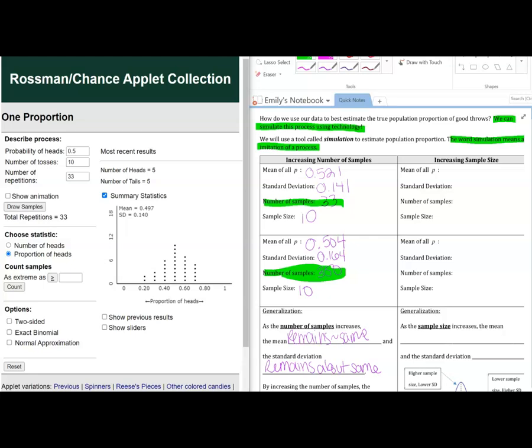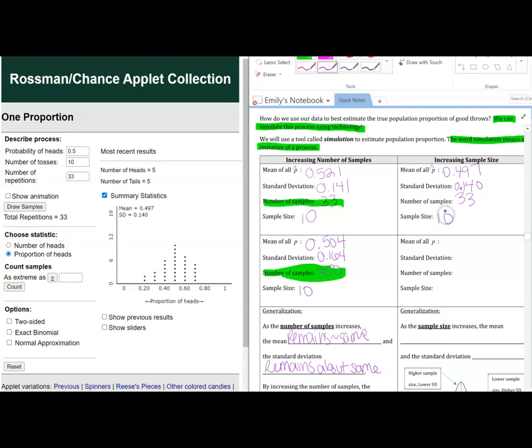I got something a little bit different, but still about 0.5. My mean of sample proportions is 0.497, which, by the way, these should be little p-hats there. That was a mistake. Okay, 0.497. My standard deviation is 0.140. So again, if you compare it to what I did on the left or even on the previous page when we did it together, about the same. Our number of samples was 33.